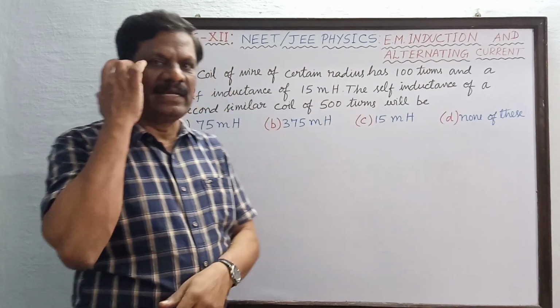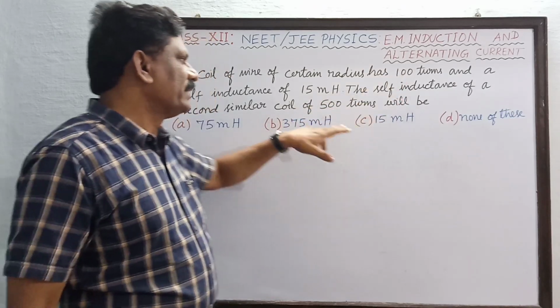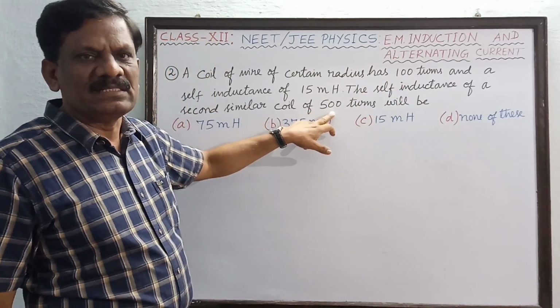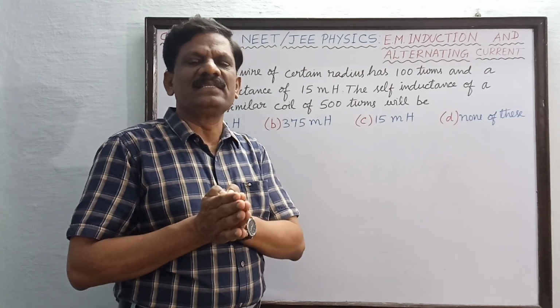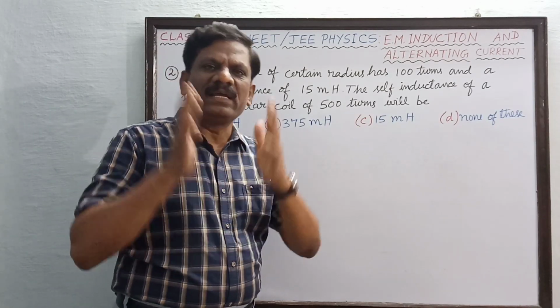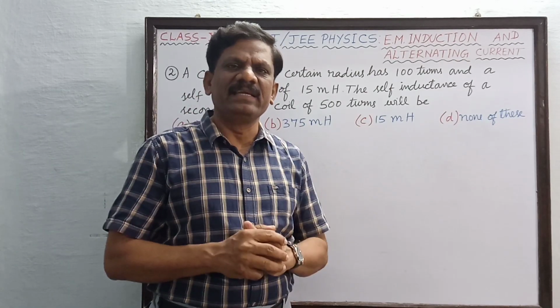So two coils are given. The first coil is having 100 turns. The second coil is having 500 turns. Both are similar. Both are similar means here you should understand both are having the same area of cross section, okay, and both are having the same length.